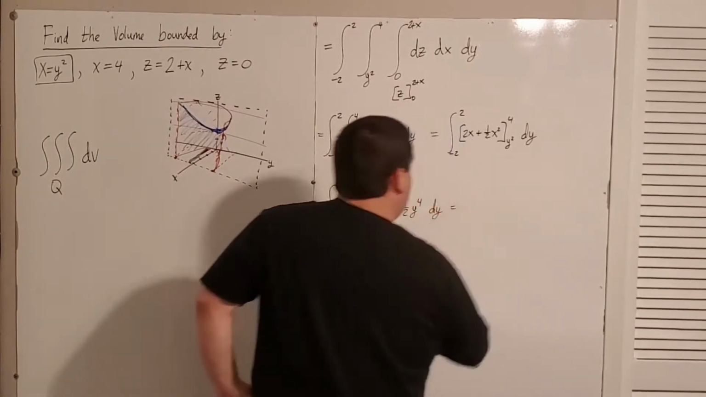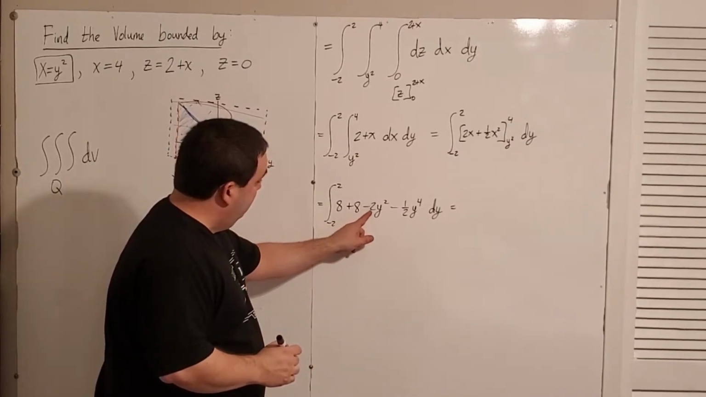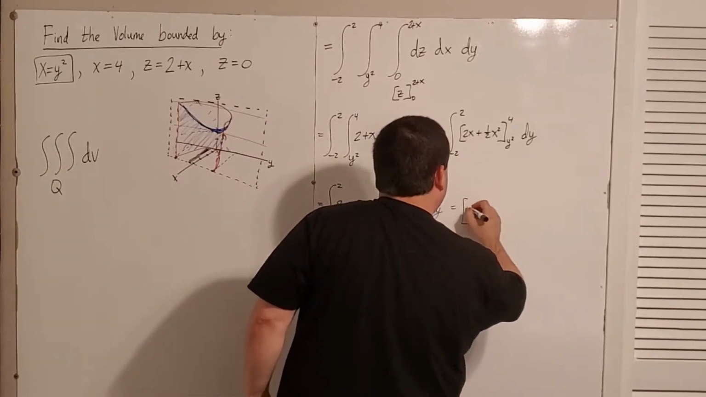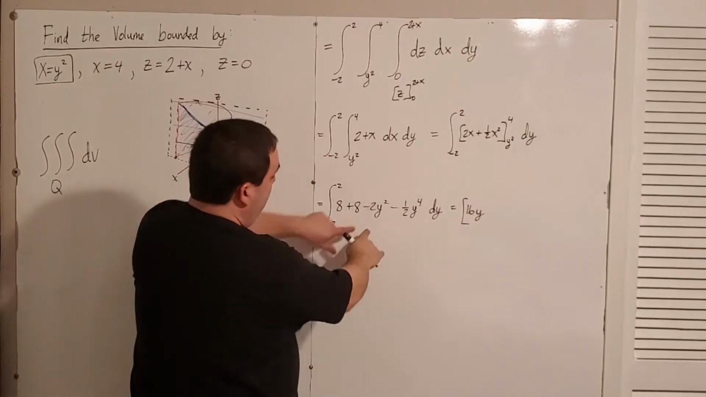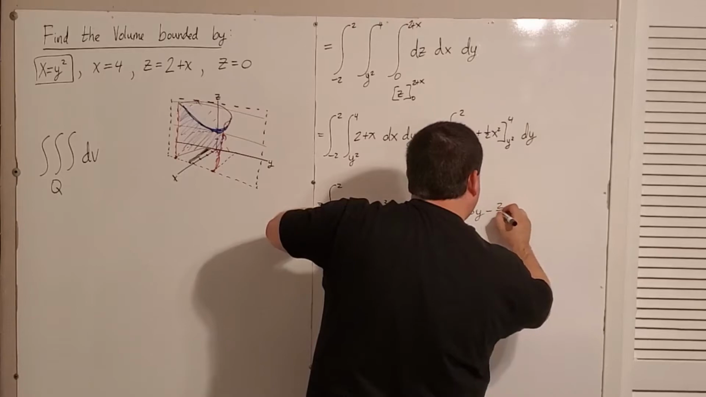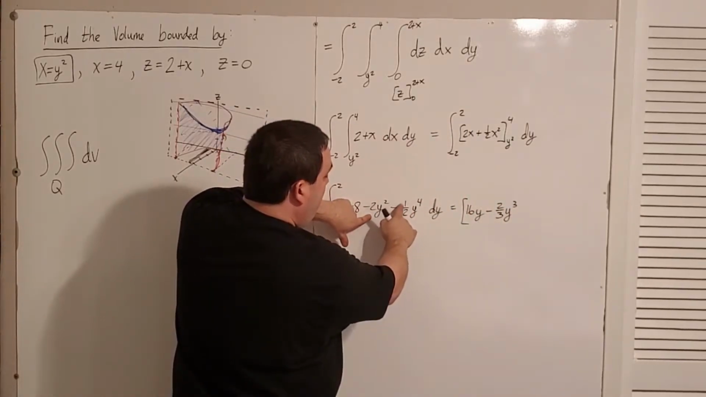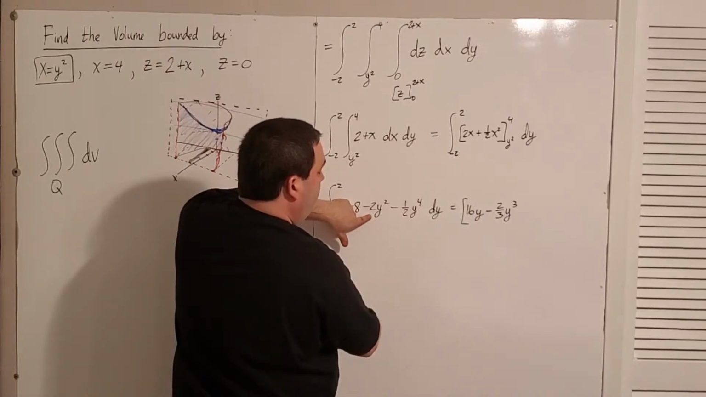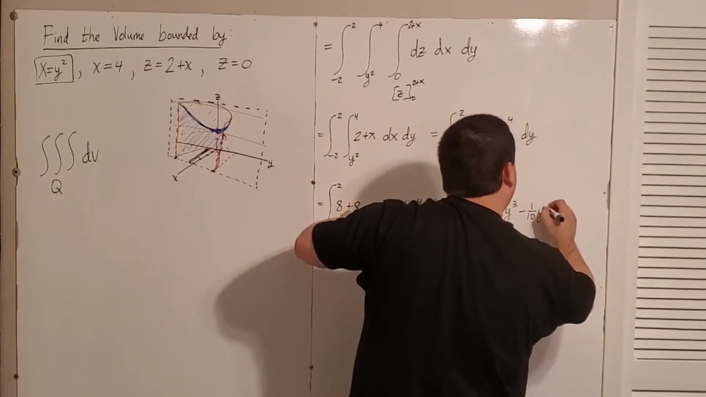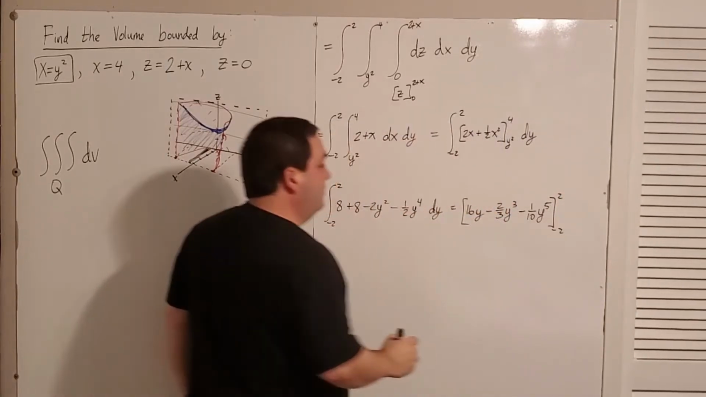So now I do my last antiderivative. This is technically 16, right? So I'm going to be doing the antiderivative of 16 dy there. 16y minus 2y squared antiderivative, I have minus 2 over 3 y cubed. And then minus 1/2 y to the 4th antiderivative is going to be minus 1 over 10 y to the 5th. And we're going from -2 to 2.